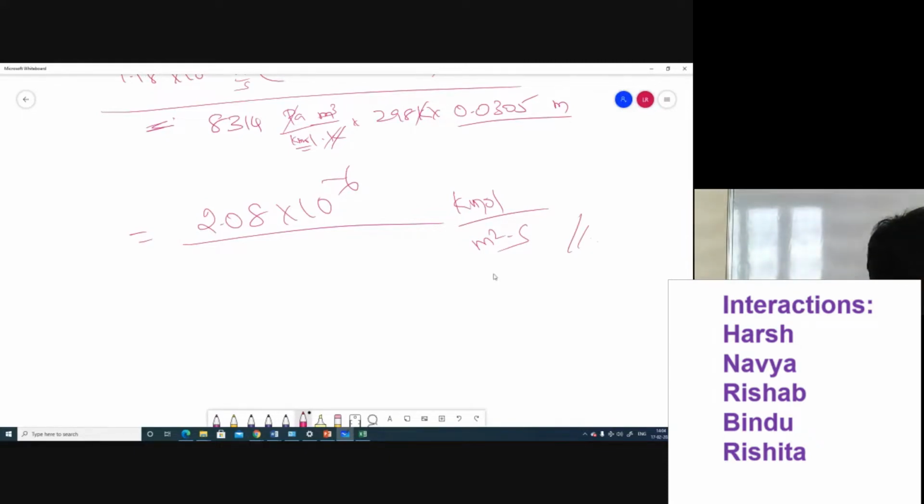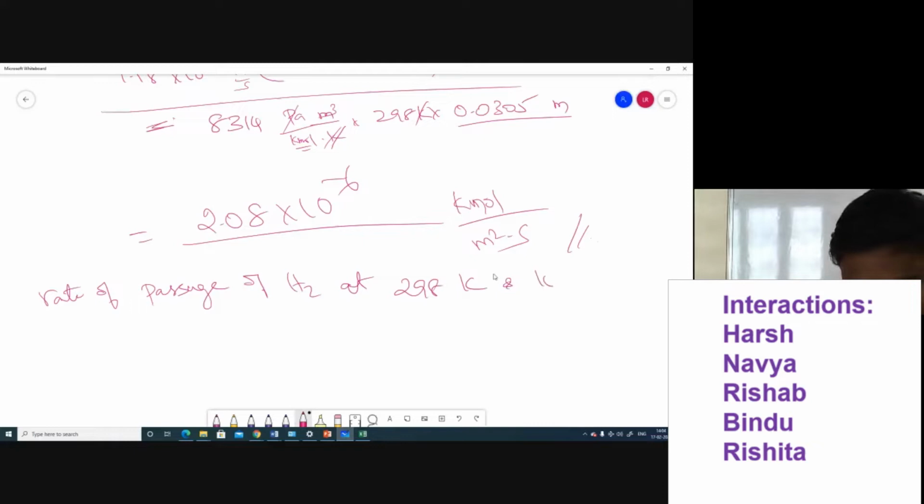Estimate the rate of passage of hydrogen at 298 Kelvin. So this is the rate of passage of hydrogen at 298 Kelvin and 10 mm mercury pressure. Okay, absolute.